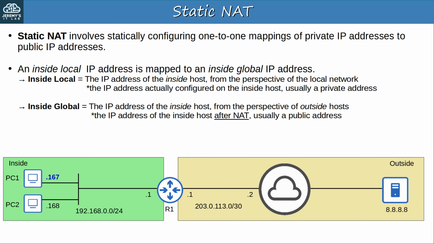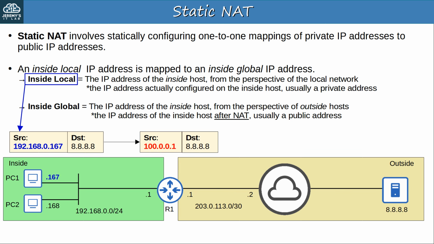Let me demonstrate. PC1 wants to communicate with the server at 8.8.8.8. So it makes a packet with destination IP address 8.8.8.8 and source IP address 192.168.0.167. This is the inside local address. It's the IP address actually configured on PC1, and it is indeed a private IP address. It sends the packet to its default gateway, R1, which performs source NAT to change it to, for example, 100.0.0.1.